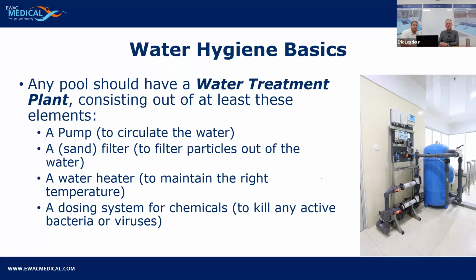A water treatment plant should consist at least of a few elements. One is a pump, of course, to circulate the water in and out of the pool. Second is a sand filter to filter any particles out of the water. Of course, you will need a water heater to maintain the right temperature of the water. And you need a dosing system for chemicals. And these chemicals are meant to kill any active bacteria or viruses that are present in the pool. Next slide.